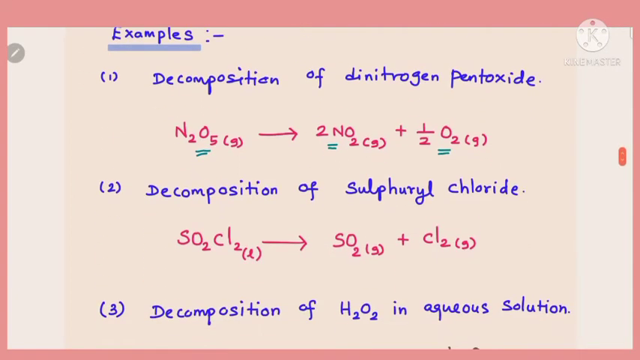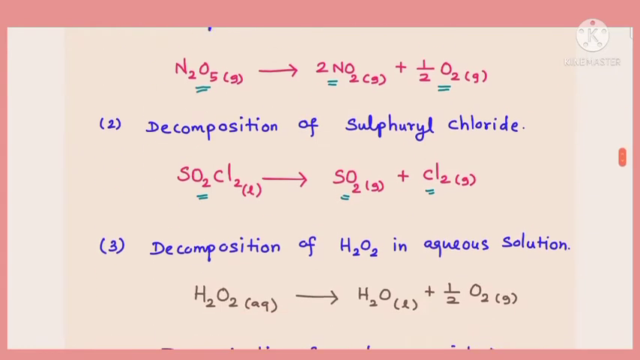Then the other example, decomposition of sulfuryl chloride. The formula of sulfuryl chloride is SO2Cl2, which on decomposition gives sulfur dioxide, SO2, plus Cl2, chlorine gas. Here the rate depends on the concentration of sulfuryl chloride. So it is a first order reaction.